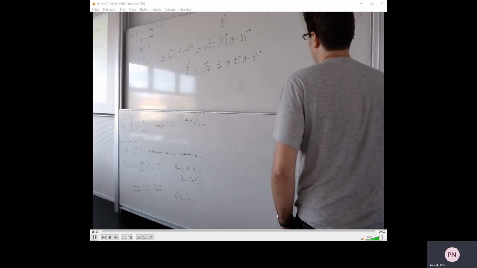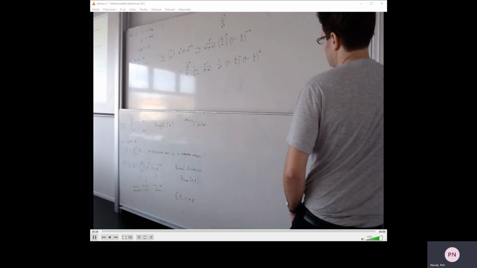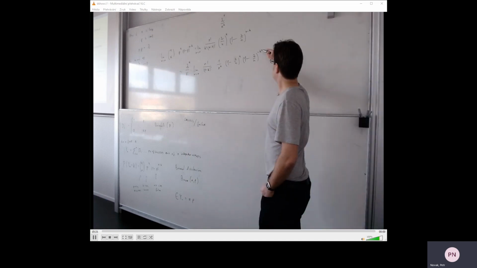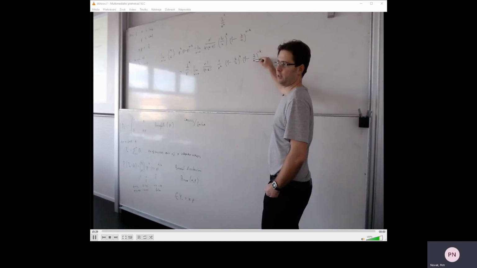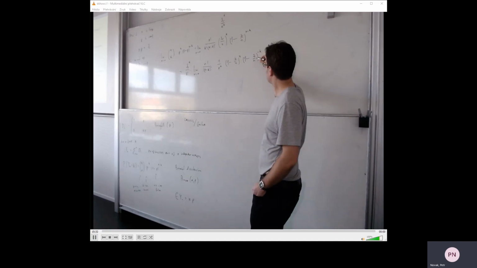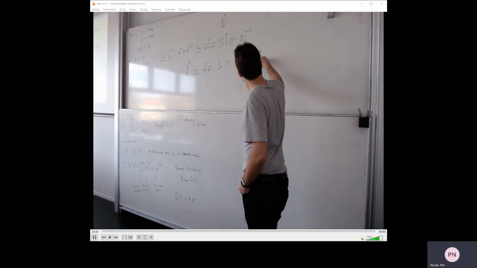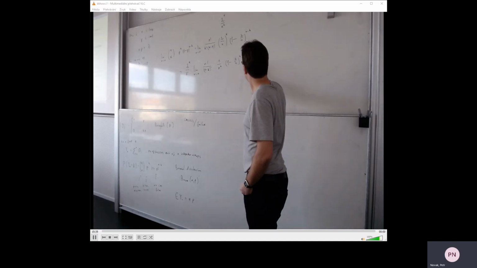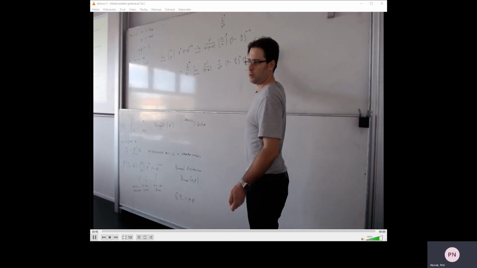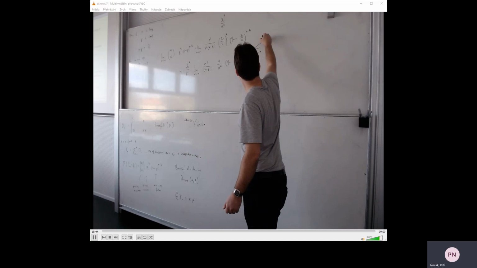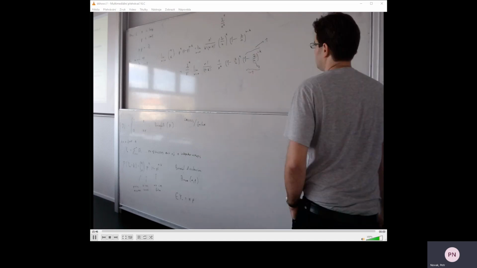Now, k is a fixed constant. So if I push n to infinity, I would have here lambda over infinity, which gets us 0. So this goes to 0. 1 minus 0 goes to 1, and 1 to the power of something still goes to 1. Okay, so this part goes to 1.